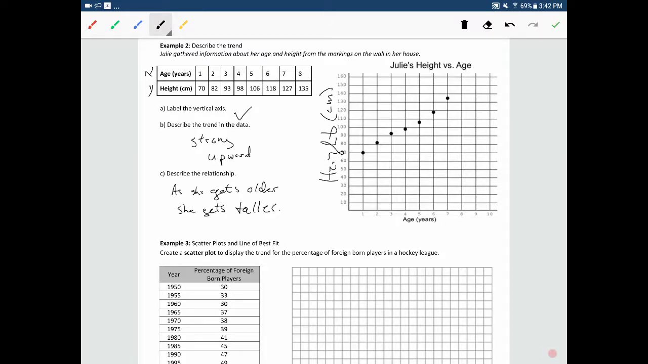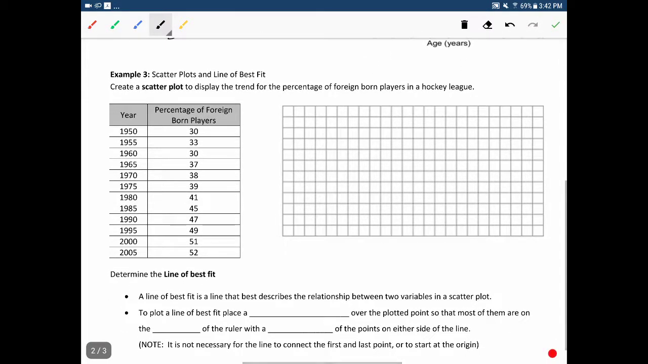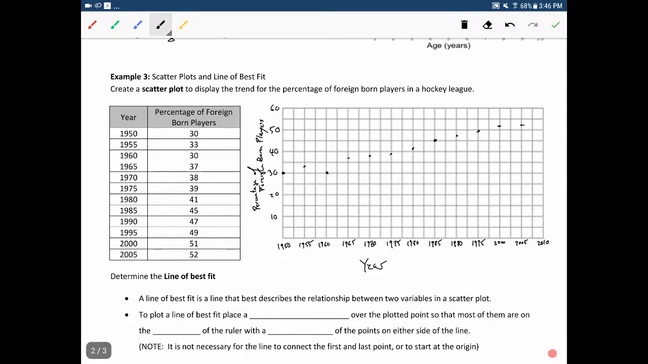Okay. All right. So this next one here, scatter plots and line of best fit. We're going to create a scatter plot to display the trend for the percentage of foreign-born players in hockey. So there you go. So there's all our data. And once again, I'm just going to make this happen. And there we go. It's all drawn for us. So again, you can see we've kind of got this upwards trend, and it's a pretty strong correlation, even though it's maybe not as steep as some of the other graphs we've done. That doesn't really matter as long as those dots are nice and close together, forming this line of best fit that we're going to do.